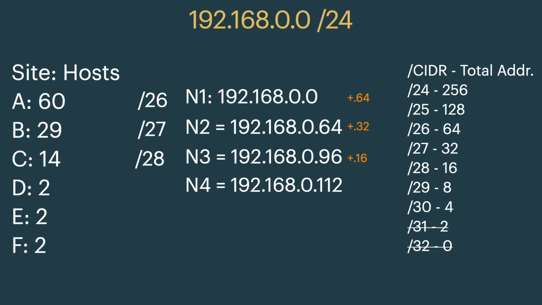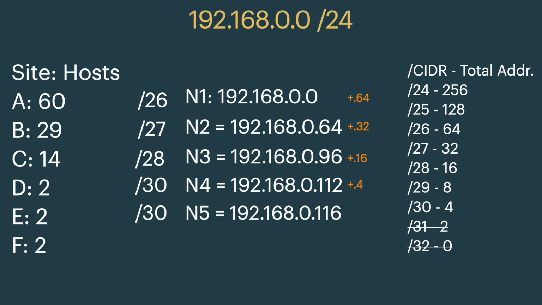Now for location D, there are 2 hosts, so we're going to use /30, because remember, /31 is only going to give us 2, but those 2 are for the network and broadcast, so we're missing 2 others for the hosts. That's why we use /30. That's going to give us 4 addresses. That's 116. Same thing, /30. That's 120.